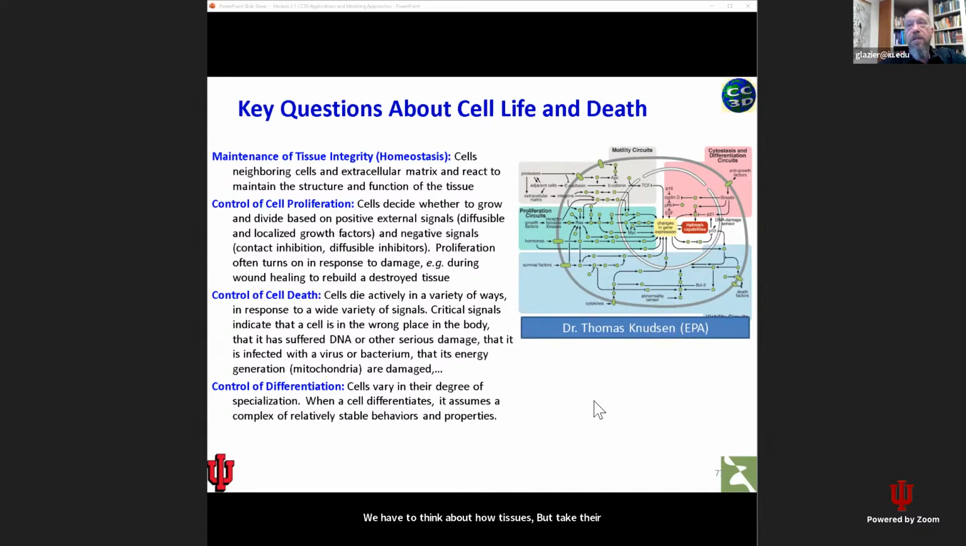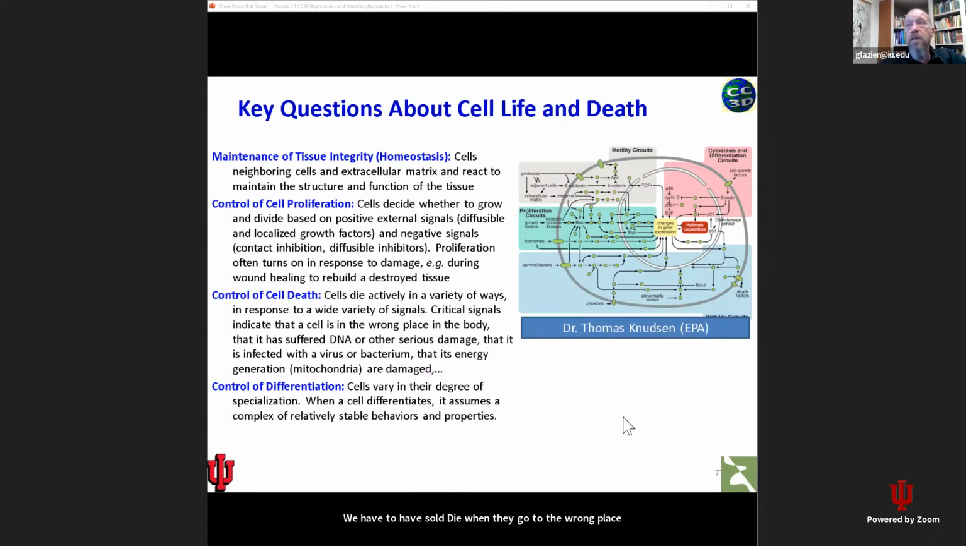That means that there have to be signals that tell cells when to divide, when not to divide. We have to have cells be able to replace each other after damage. We have to be able to rebuild the extracellular environment. We have to have cells die when they go to the wrong place. We have to have cells control differentiation.